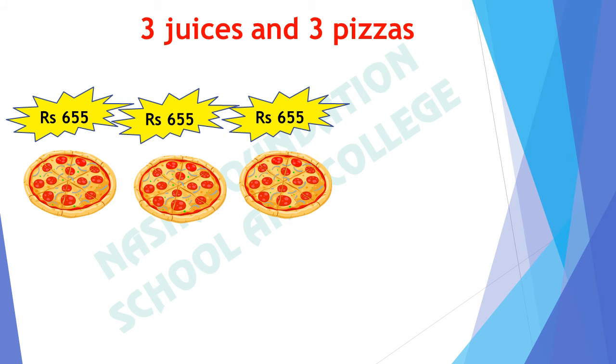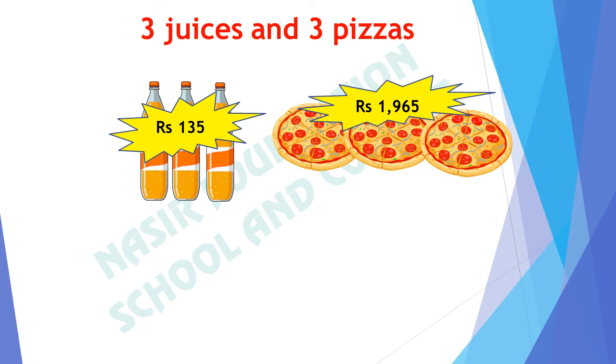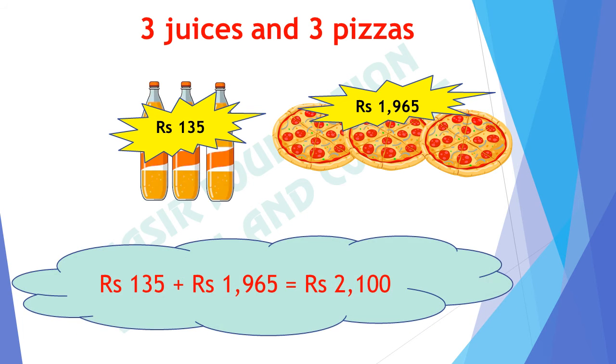Now we will find out the price of 3 pizzas. As one pizza cost 655 rupees, we will multiply it with 3. The total amount is 1965 rupees. We will add 135 rupees and 1965 rupees. The total amount is 2100 rupees.